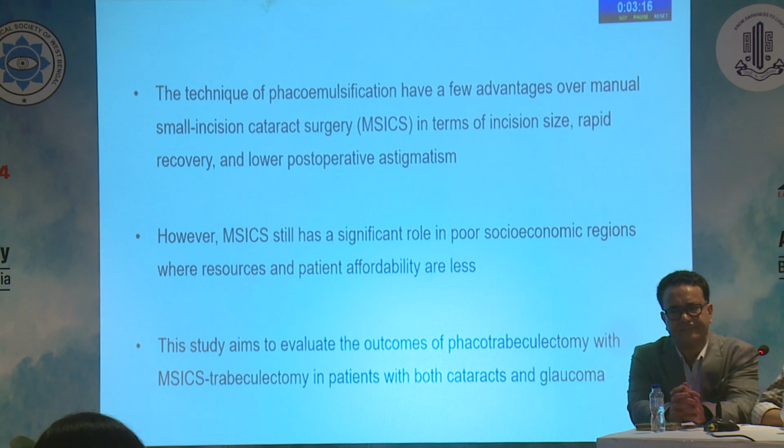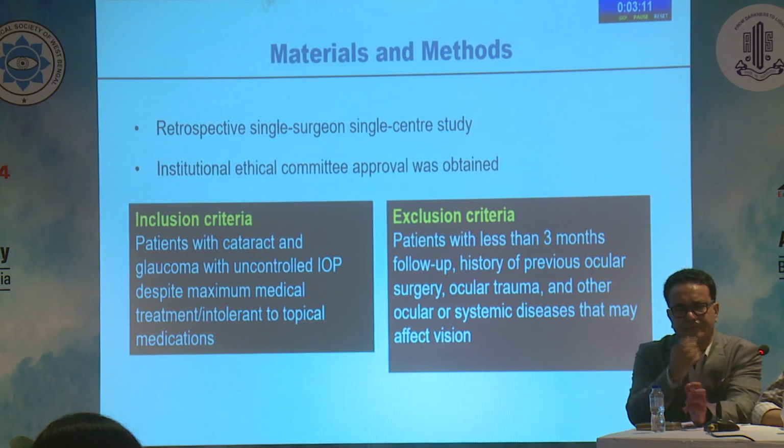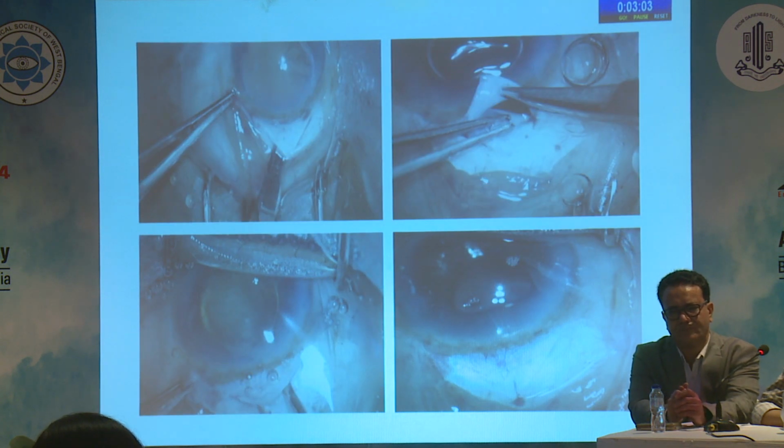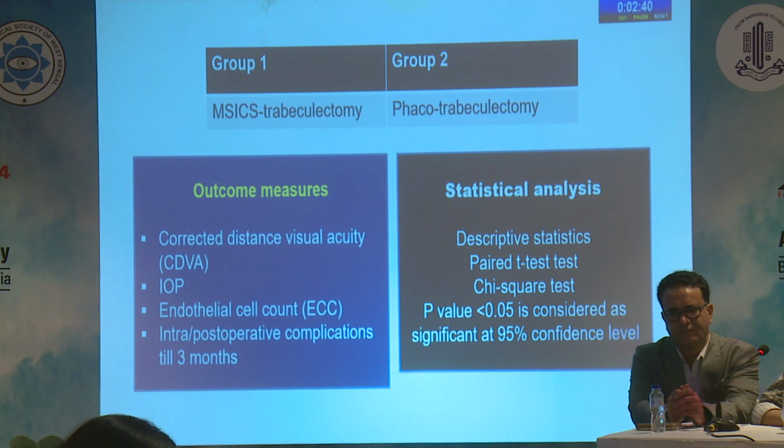So the purpose of the study was to evaluate the outcomes of phacotrab with SICS trab in patients with both cataract and glaucoma. This was a retrospective single surgeon, single center study. These were the inclusion and exclusion criteria. This is how I usually perform an SICS trab. It will be like a single site procedure where I make the triangular flap almost the same size as a sclerocorneal tunnel incision, maybe 5 mm. Then after finishing the SICS, meaning the cataract part, I'll be making a manual ostium followed by sutures, which in all these cases we have used interrupted sutures. Due to constraints of time, I couldn't show the video.